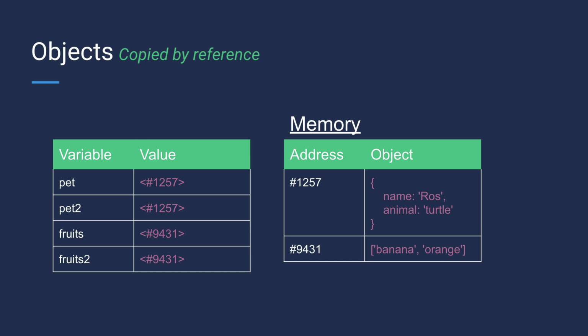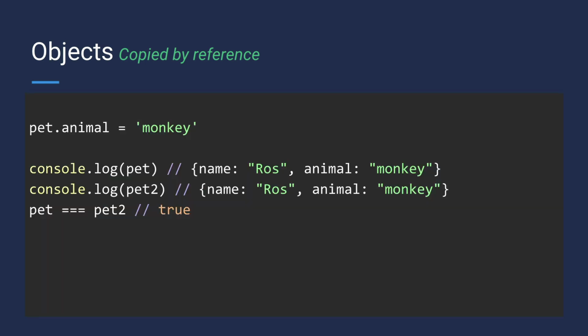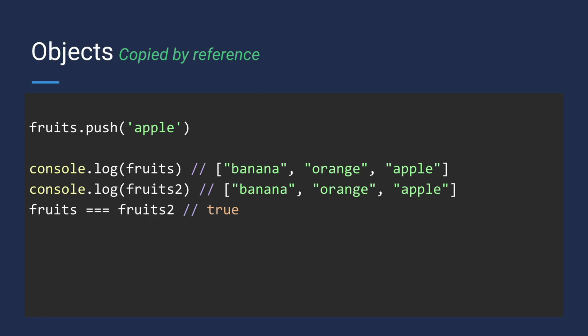Every time we change a property of an object, the JavaScript engine goes to the location in memory and updates the stored data. So, when a property of the pet object changes, the change takes place in memory and all variables that refer to the object update. So, here after changing pet's animal property to monkey, pet and pet2 remain identical. Accordingly, when we push an item to the fruits array, fruits and fruits2 are the same. The same happens even when we update an object inside a function.